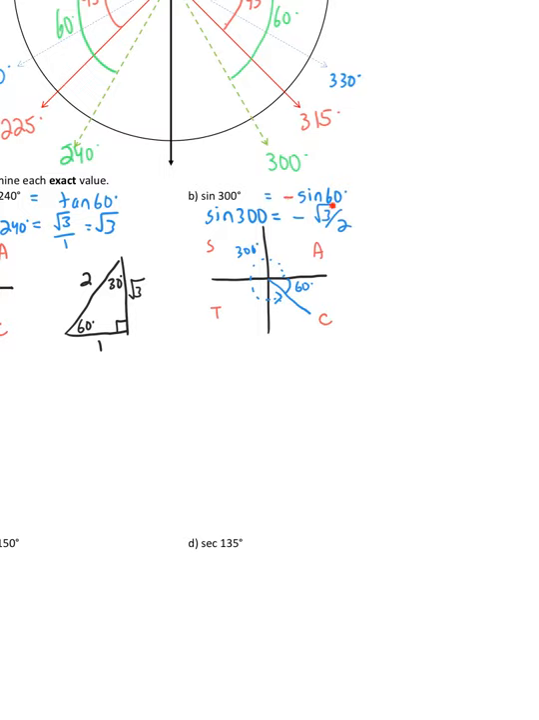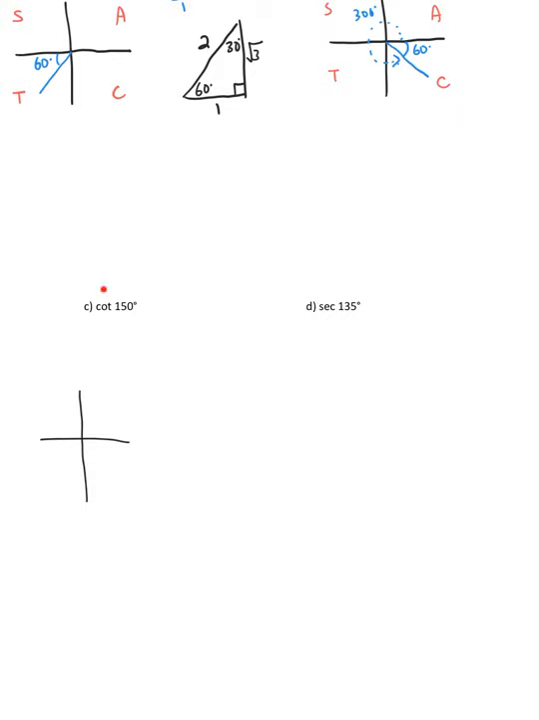Sine of 60 is positive root 3 over 2, so sine of 300 is negative root 3 over 2. In part C and D, I'm actually asked to find the reciprocal ratio of angles. So in part C, I want cotangent of 150. How I'm going to deal with this is first find the tan ratio of 150, because cotangent and tangent have reciprocal ratios, and I'm more comfortable finding the tan ratio. So I'm going to find tan of 150 first.